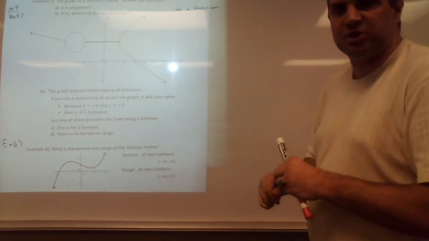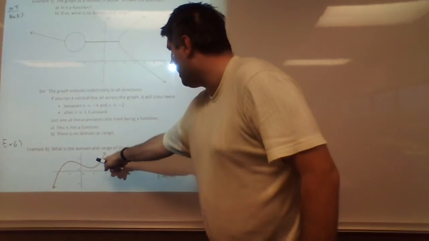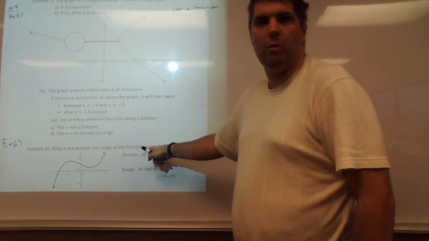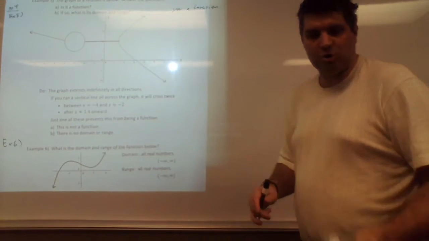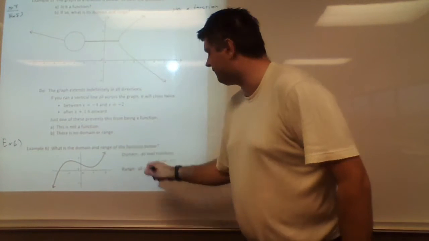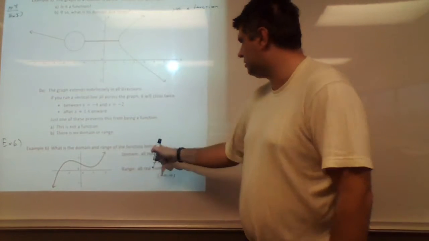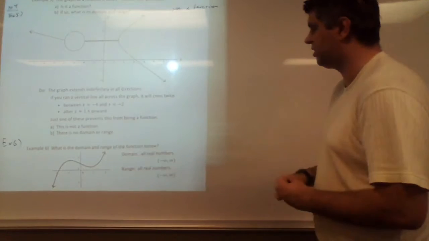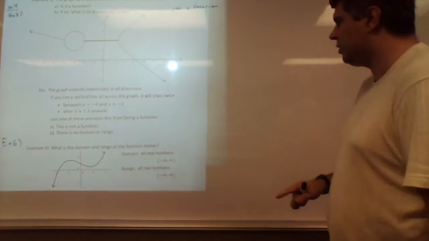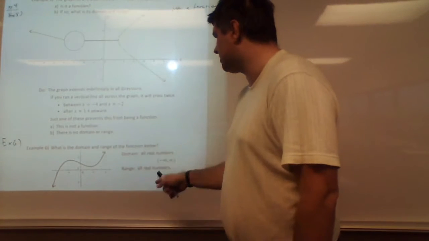Now, for example 6, I provided another graph, and it says, what is the domain and range of the function below? Well, I already told you that this is a function. Okay? That information was provided. That's a function. So that's not a yes or no question about whether it's a function or not. I told you it's a function. The question asks, what's the domain and what's the range?